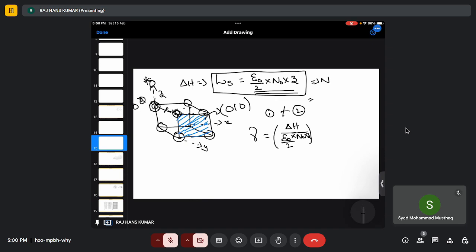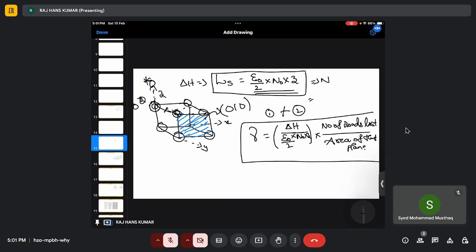This is per bond times the number of bonds lost divided by the area of that plane. Suppose I am talking about 010, the area of that 010 plane, and here the number of bonds lost. So this is my surface energy, the simpler relation, for a cut surface, or any surface, right?